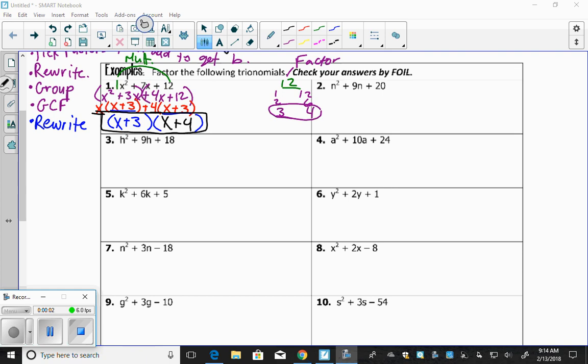All right, so number 2. You're going to multiply A times C. Okay? So it's 1 times 18. What's 1 times 18? 18. Factor 18. What are factors of 18?